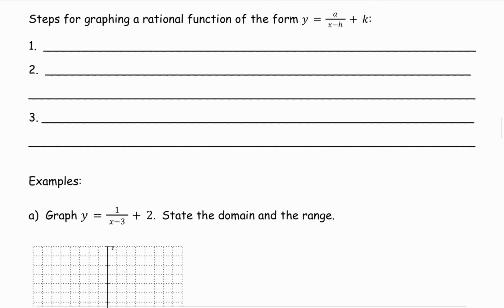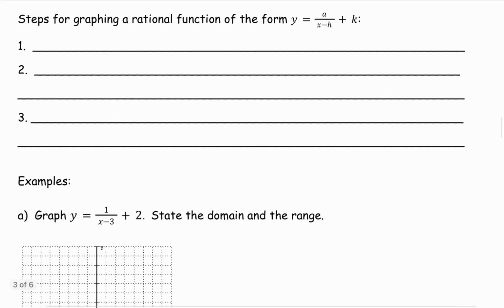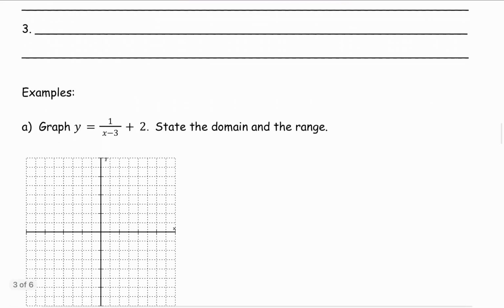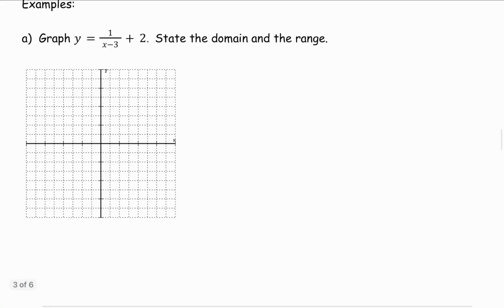So steps for graphing a rational function in the form y equals a divided by x minus h plus k. We're going to start off by drawing the asymptotes. So x equals h and y equals k. Those are our asymptotes. So let's go ahead and put those in our example here.